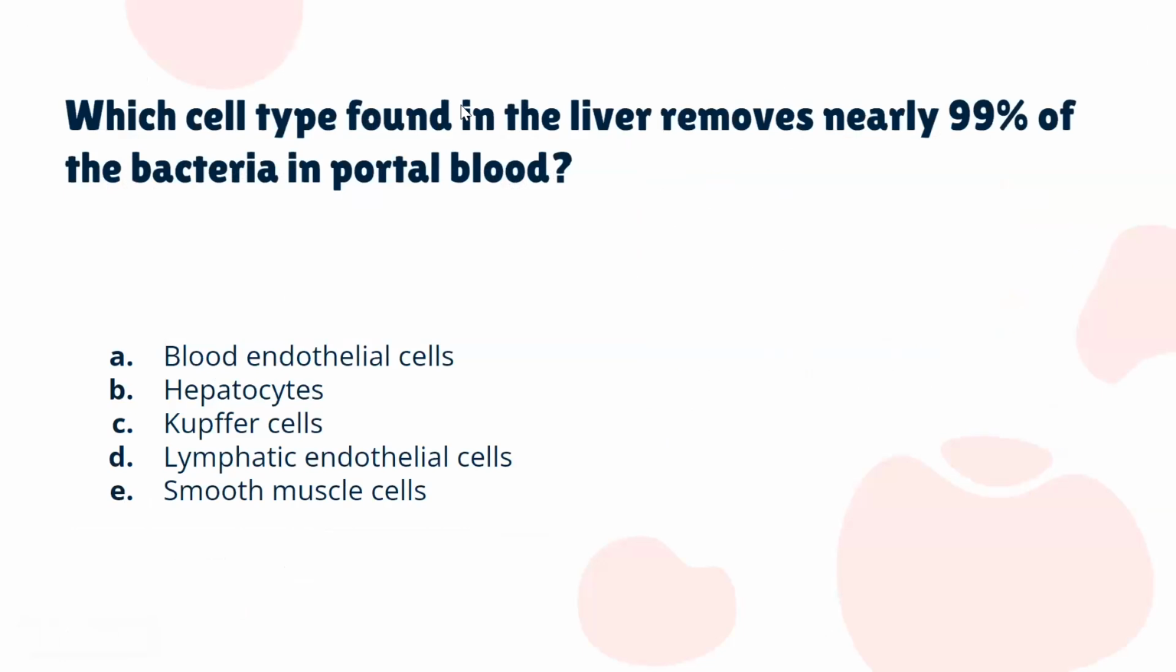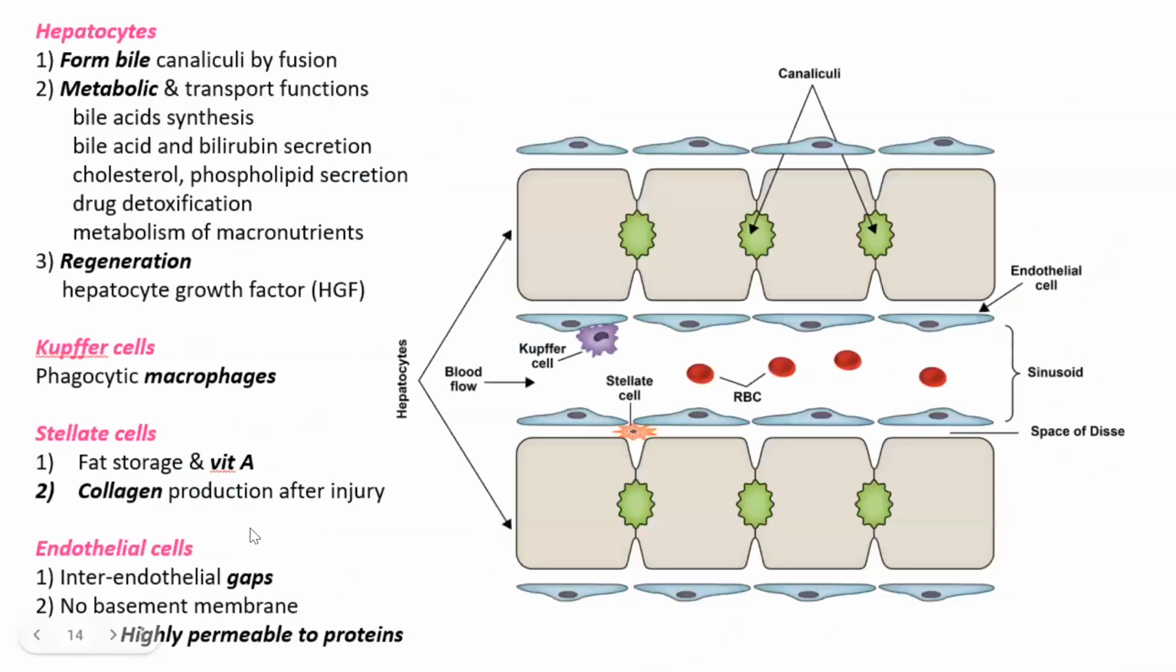C. Kupffer cells. Perfect. So this is the slide that you guys have, and it mentions here that the Kupffer cells are phagocytic macrophages. This Kupffer cell, since again it's a macrophage, is responsible for phagocytosis of all the bacteria that's going to be present in the portal blood. And so it's going to be responsible for cleaning up the bacteria, the debris, and making sure that the portal blood is nice and juicy.